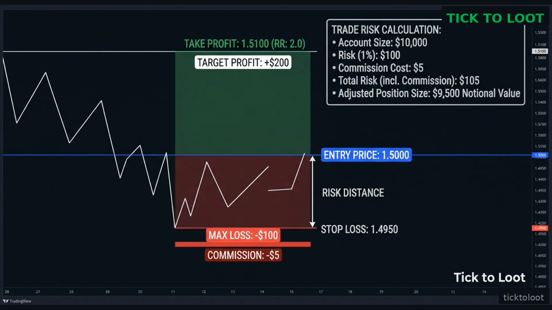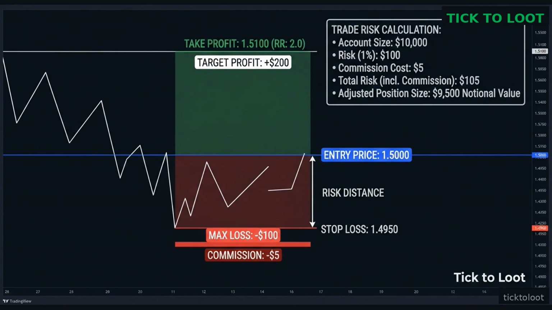Suppose your broker charges $5 per trade. That $5 is money you lose whether the trade wins or loses, so it effectively increases your total risk. To keep your risk at the intended $100, you need to subtract the commission from the amount you're willing to lose, leaving $95 for the actual market move.